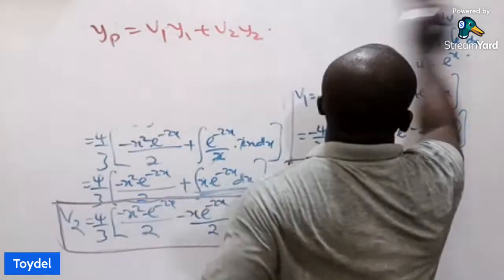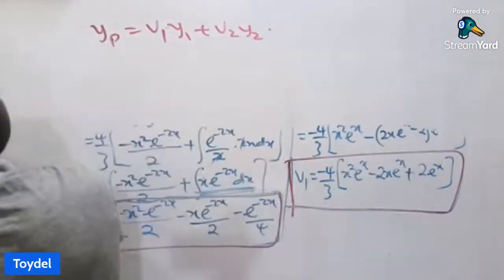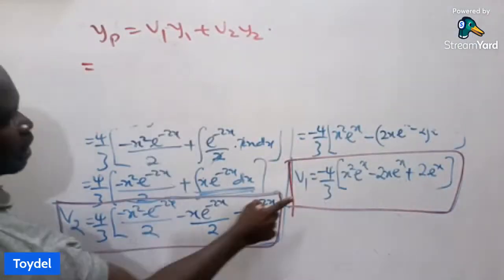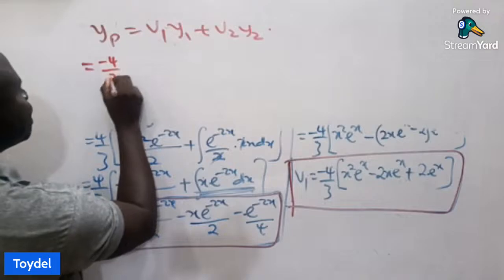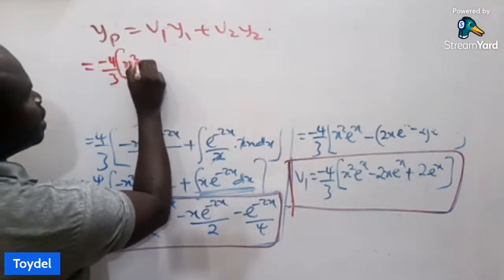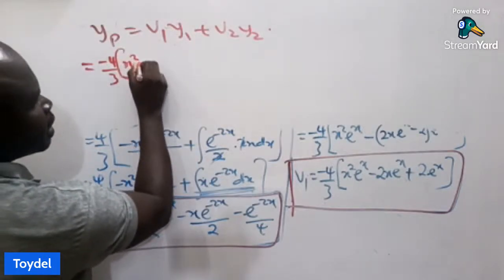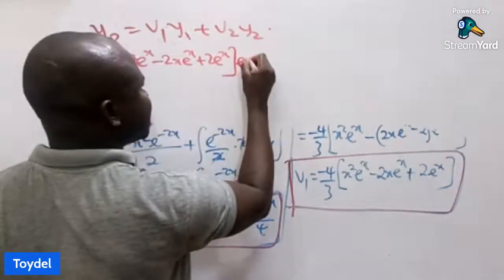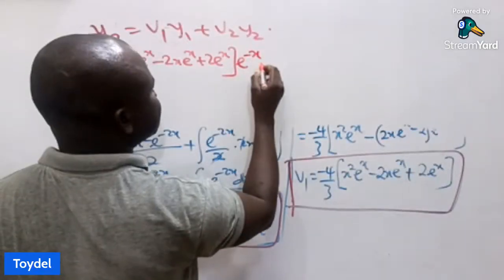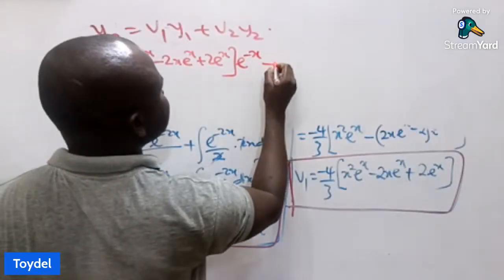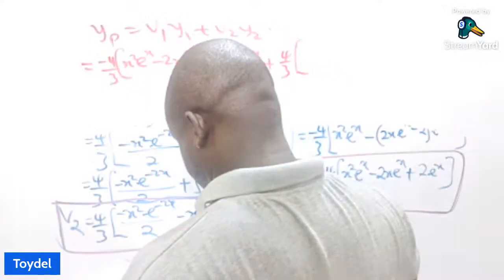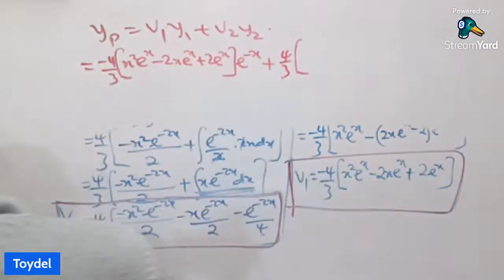So if I do that, what are we going to get? From here now, we know that this value of v1 is minus 4 all over 3 into brackets x squared e^x minus 2x e^x plus 2e^x, into brackets y1, which is e raised to minus x, plus v2, this value of v2, 4 all over 3 into brackets.